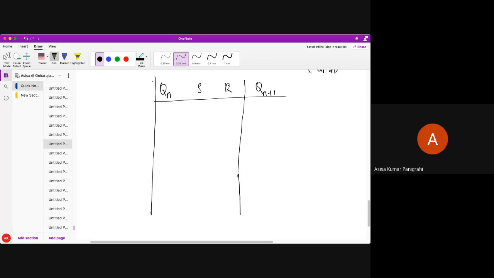So here Qn, S and R are my inputs. If you understand this, then it will be easy, students. See here, before drawing this, as you know there are three inputs, so three variables, and obviously 8 different combinations are possible.